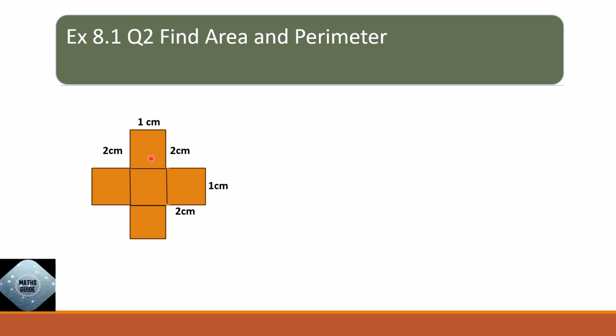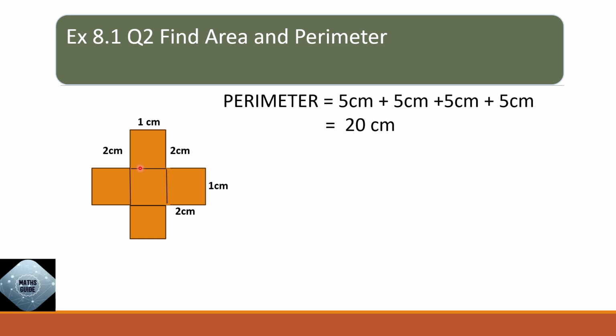5 centimeter plus 5 centimeter plus 5 centimeter plus 5 centimeter is equal to the total length of the side of the shape. So we can find its perimeter like 5 centimeter plus 5 centimeter plus 5 centimeter plus 5 centimeter is equal to 20 centimeter, just looking at the boundary of the shape.